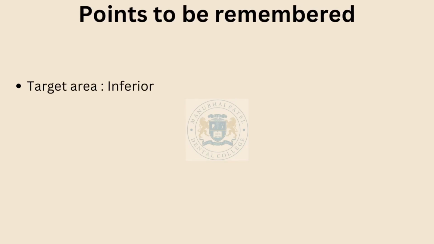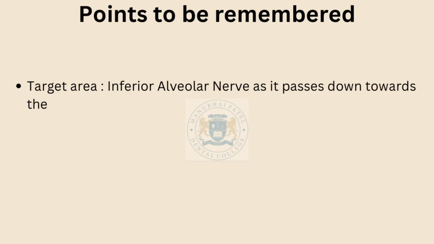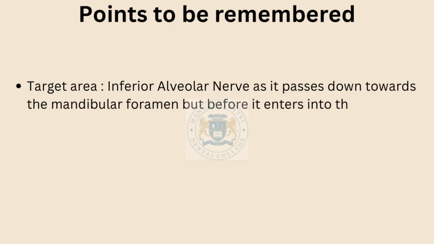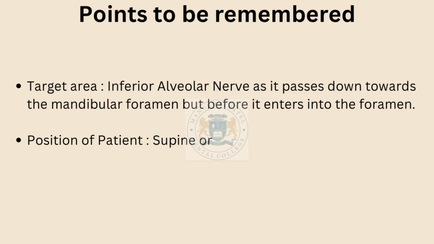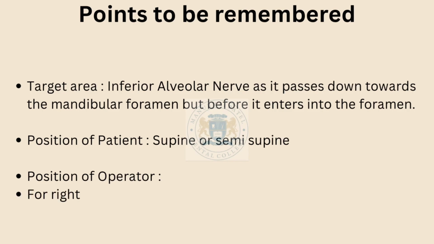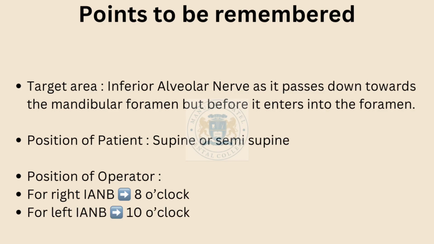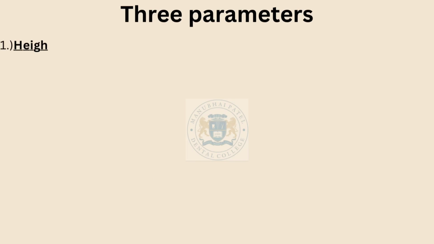What are the important points to be remembered? First is the target area, so it is at the inferior alveolar nerve as it passes down towards the mandibular foramen but before it enters into the foramen. Second is the position of the patient, which should be supine or semi-supine. Third is the position of the operator, which is, for right eye A and B, 8 o'clock, for left eye A and B, 10 o'clock.